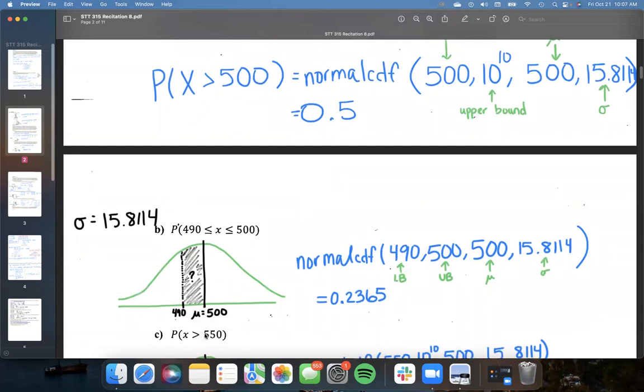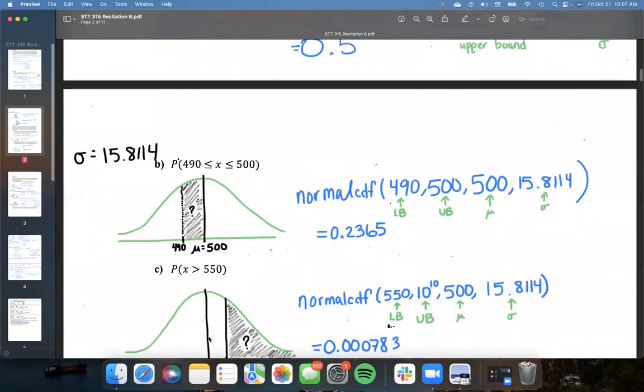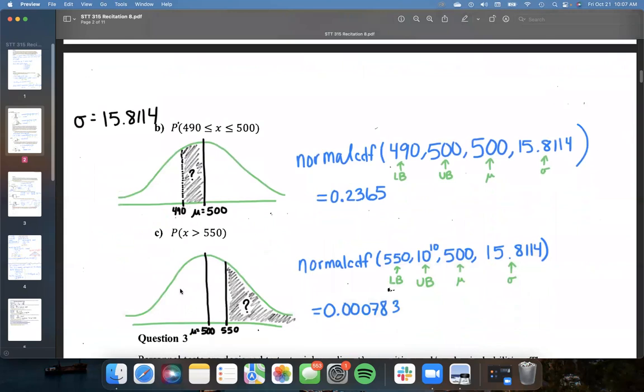Now, part C is the probability that x is greater than 550. So I'm going to draw the same type of graph. So here we have our mean is still 500. And then 550 would lie somewhere to the right of the mean. So somewhere over here. And we're interested in the area under the curve starting from that point towards infinity. So we're interested in the area here.